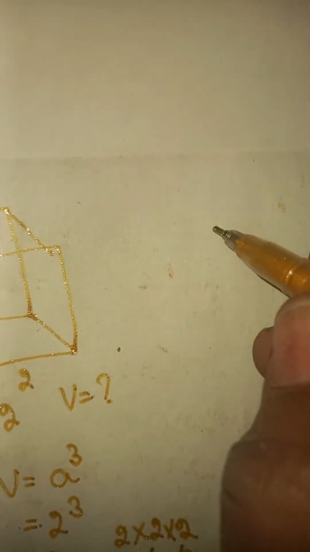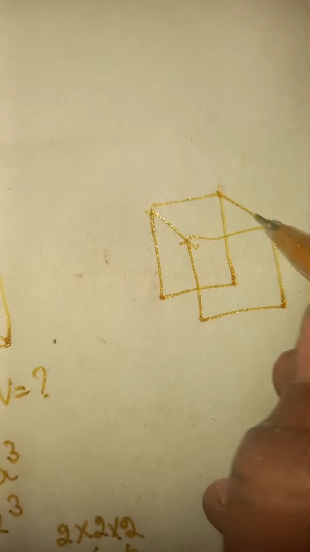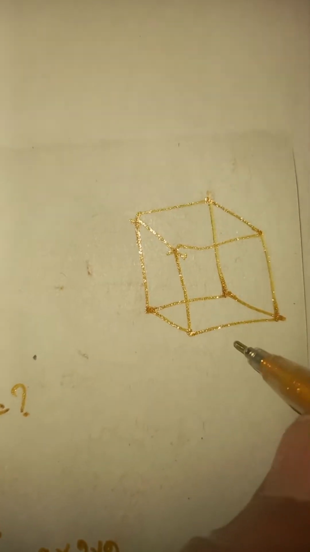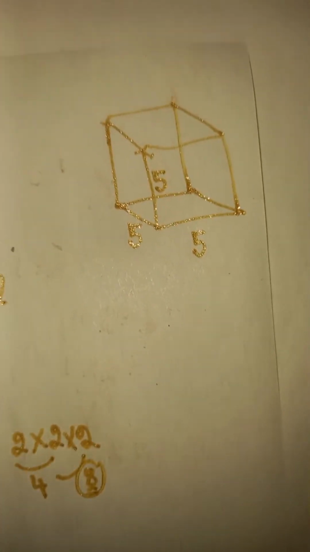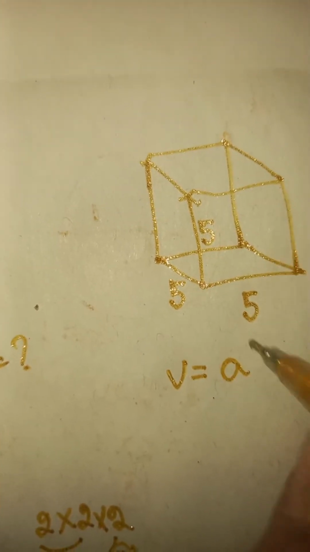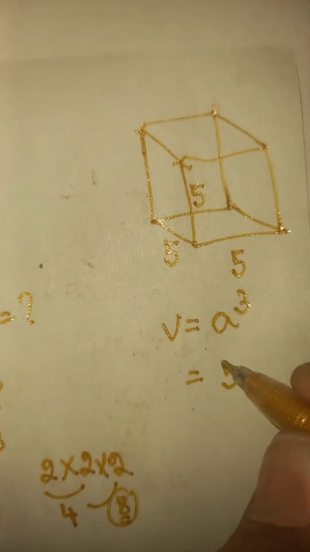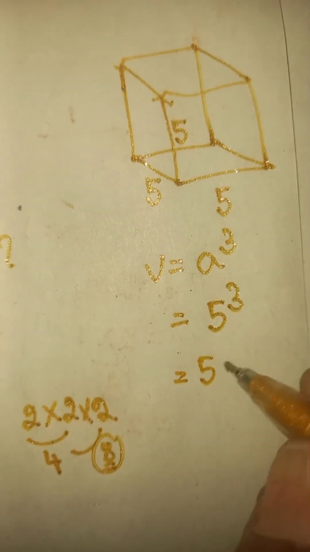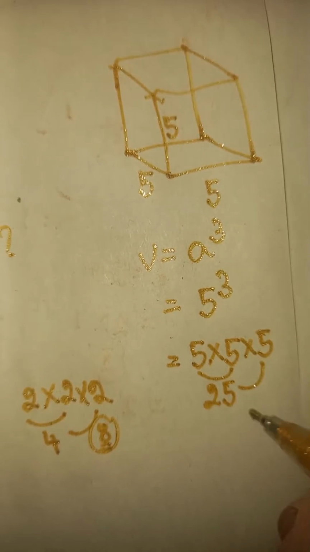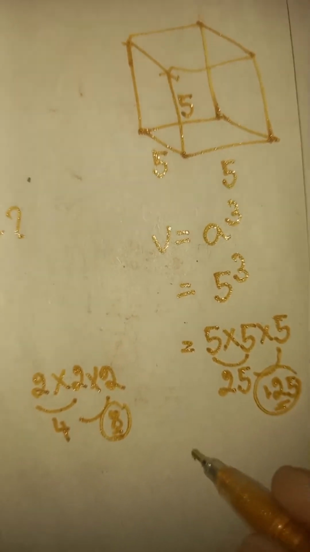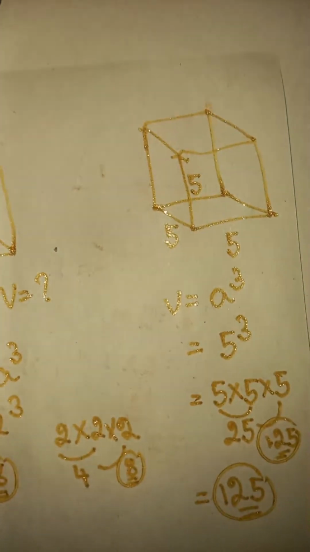And let's take another cube. In this cube, they have given the side length as 5 units. All sides are 5 units: length, breadth, and height. So here also you can find the volume of the cube as a cube. That means the side length is 5 units, so it is 5 cube. You can write it as 5 times 5 times 5. 5 times 5 is 25. 25 times 5 is 125. So 125 cubic units is the volume of this cube.